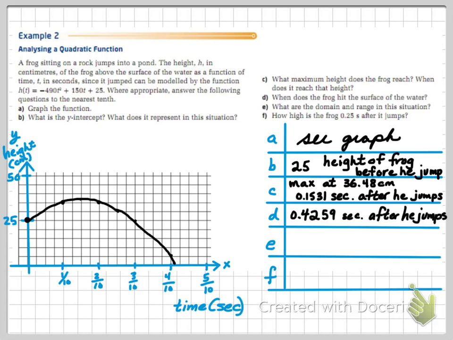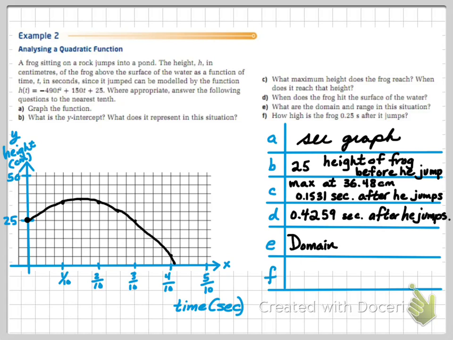D. When does the frog hit the surface of the water? He's going to hit the water 0.4259 seconds after he jumps. You can find this by setting a second equation of y2 equals 0, and then again you can use your intersect feature on your calculator.